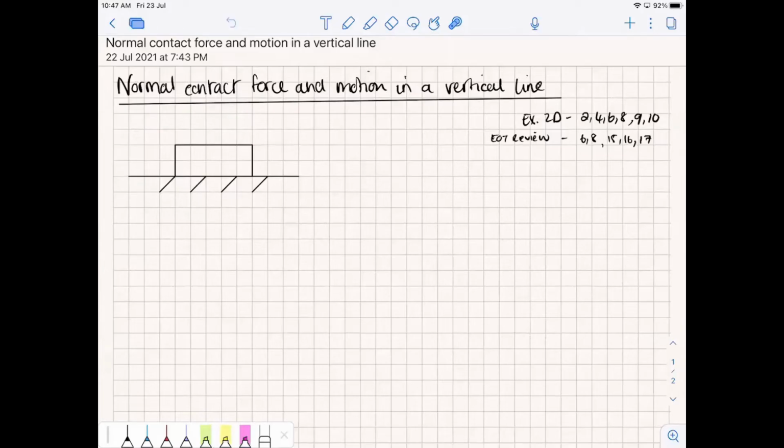So we're going to look at normal contact force and motion in a vertical line. So we're still considering forces in one dimension, and we're still considering vertical forces now. Okay. So we've learned that we have this force due to gravity, which is a downward force on any object, right?